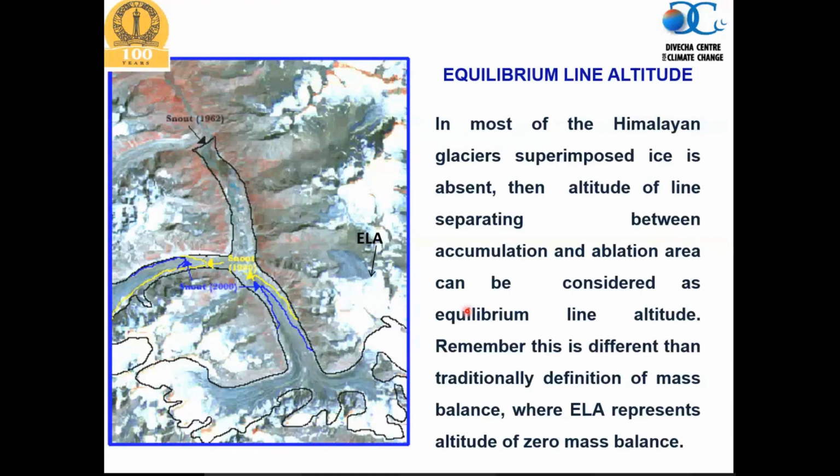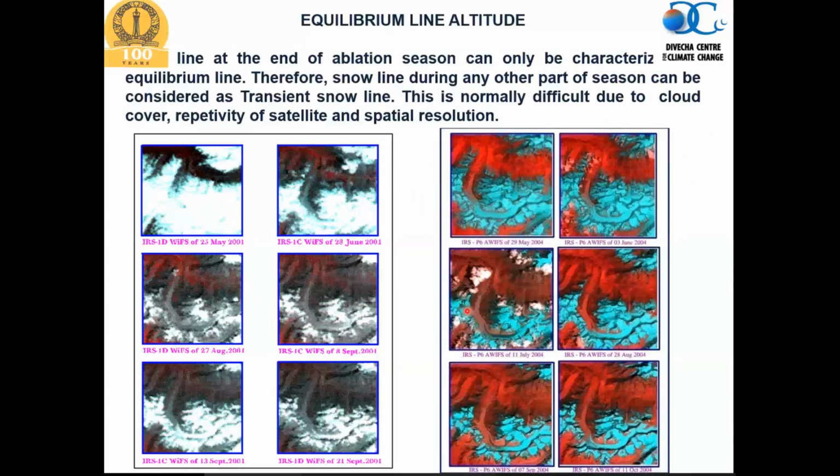So this is how, way back in the 90s, we interpreted the snow line and equilibrium line, and that was really accepted, and some high profile papers were published in the Journal of Glaciology, and many people still use this definition to estimate the snow line and mass balance. So having said that, how do you estimate the equilibrium line altitude?